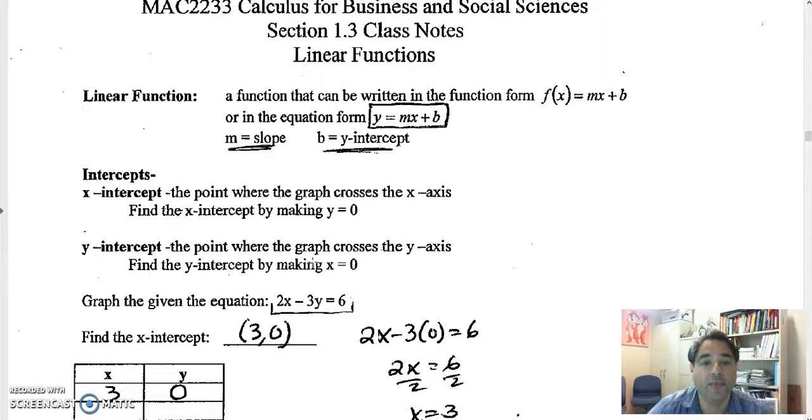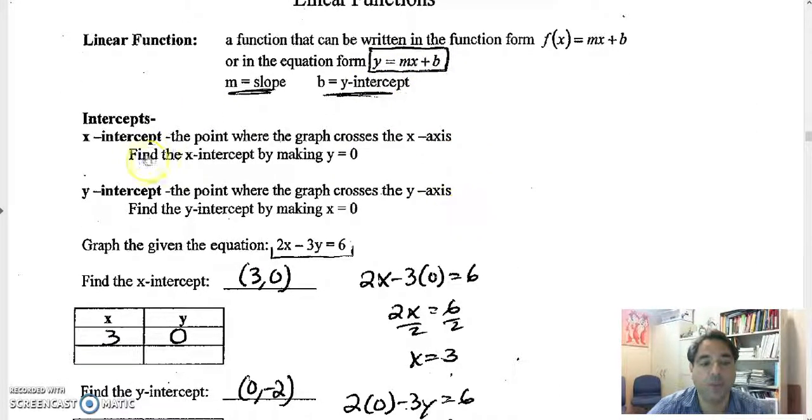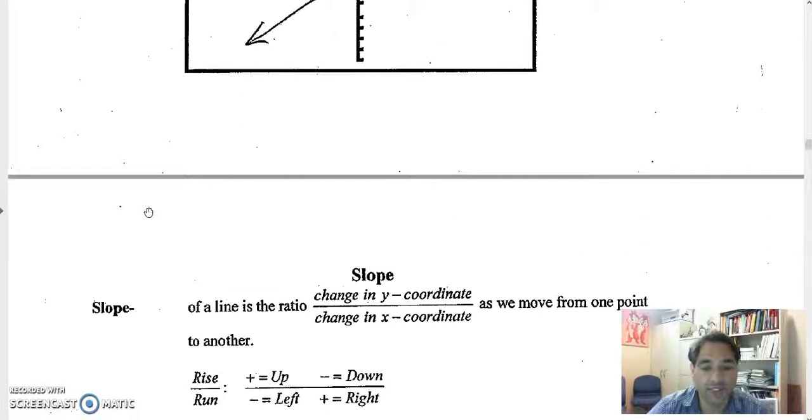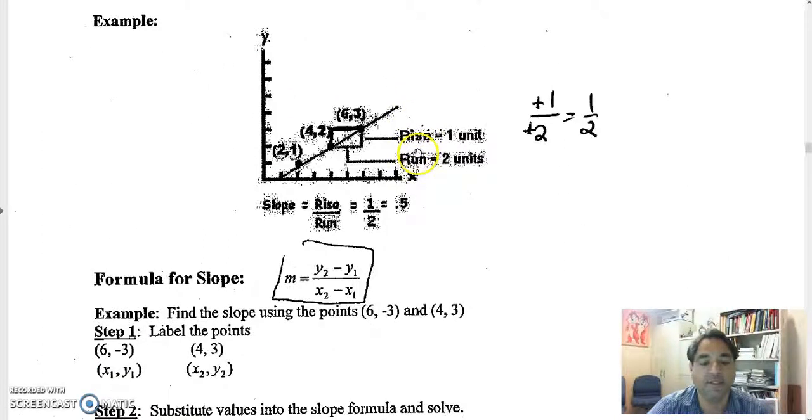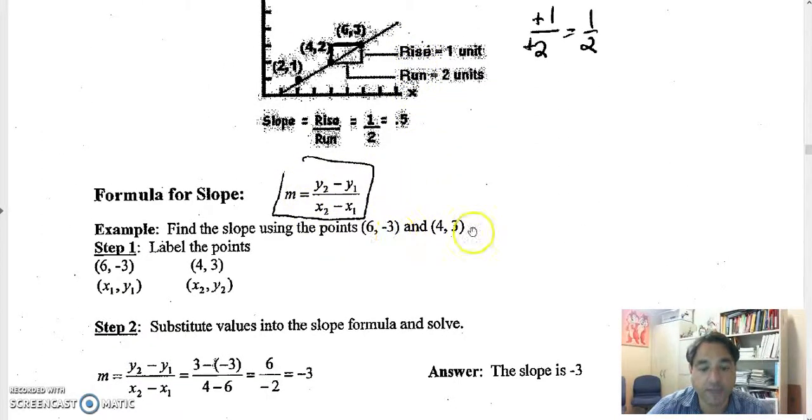And then in 1.3, again, things you definitely need to know. What a linear function is. Remember, y equals mx plus b. In that form, m is the slope, b is the y-intercept. What an x-intercept is, what a y-intercept is. Review all of this, things you should know. Slope is the change in y over the change in x. You remember the slope formula, given 2 points, how to calculate slope.